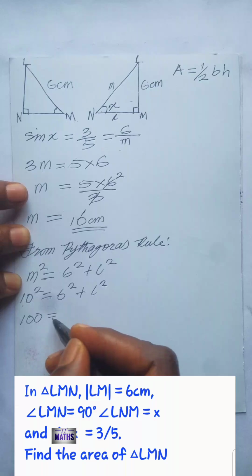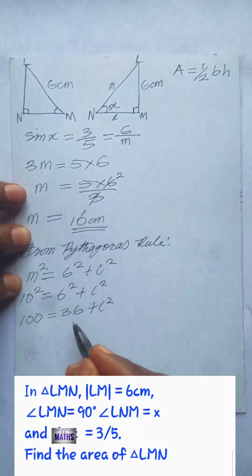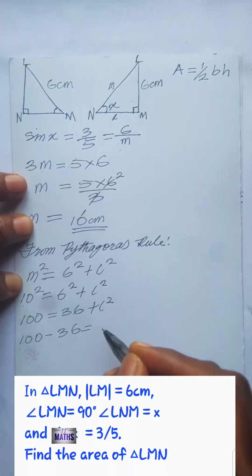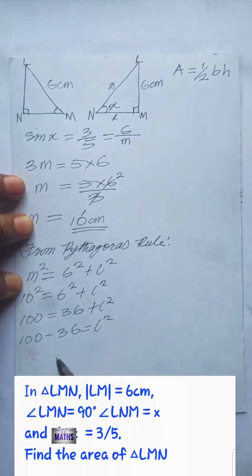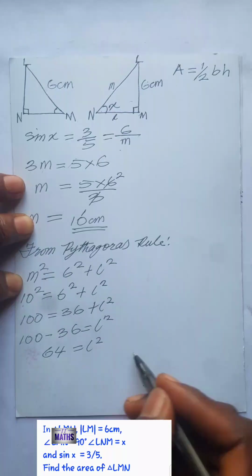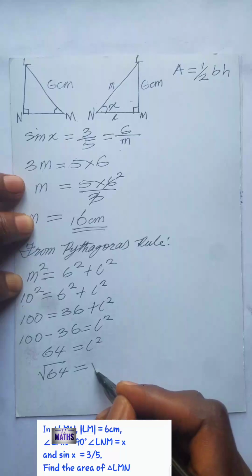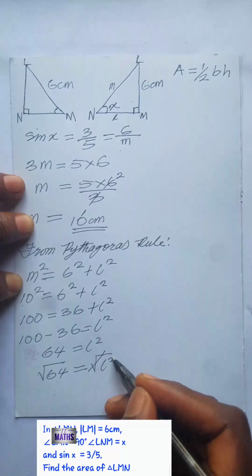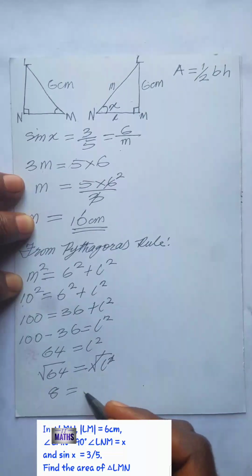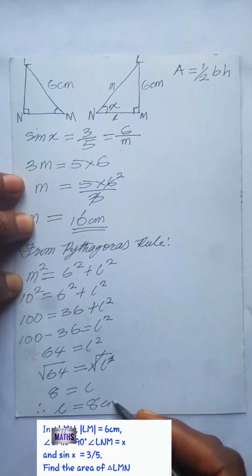Now let's put all these in. This is 100, right? This is 36, right? Plus L square. I don't know that yet. I can send this over here. That becomes 100 minus 36 is equal to L square. And what is 100 minus 36? That is 64 is equal to L square. Taking square root of both sides, of course, square roots cancel square. And what is the square root of 64? 8 is equal to L. Therefore, our L is equal to 8 centimeters.